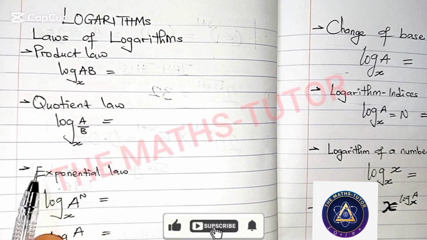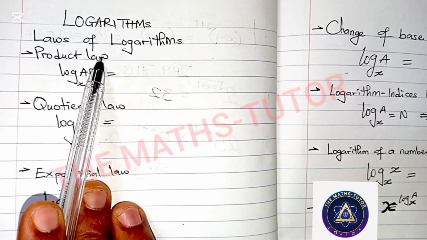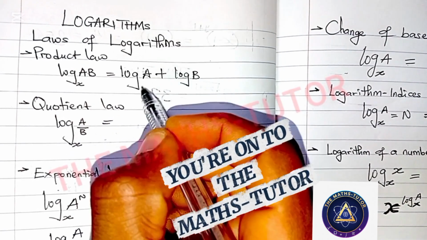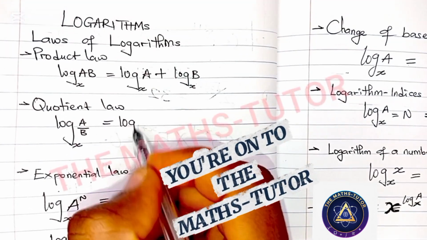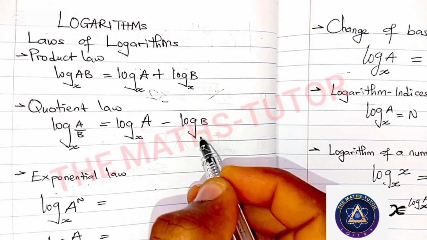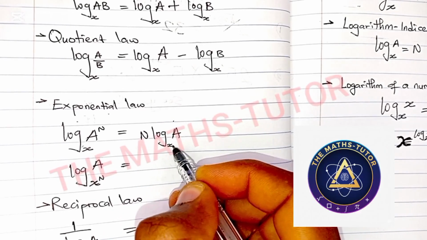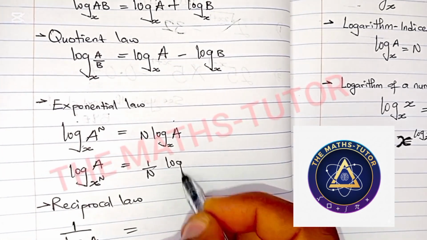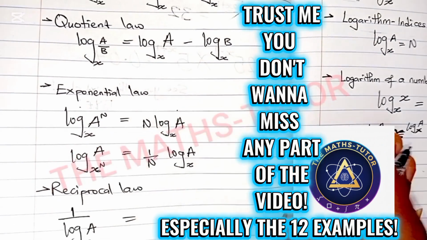We begin logarithm with the laws. The first on the list is the product law, saying that if you are multiplying two things under the same logarithm of one base, all you have to do is add them up. And this applies to the quotient law, which is the division. You subtract. And when it is an exponent, the exponent becomes the coefficient of the log.